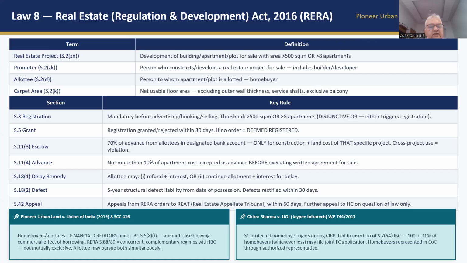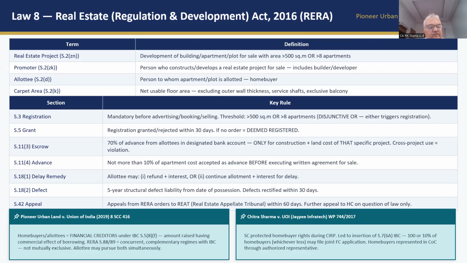Section 11 subsection 3 talks of the escrow account, which prohibits builders from using this money for administrative purposes. So 75% of the advance which is received from the allottees has to be deposited in a designated bank account only, and it is to be used only for construction plus land cost of that specific project, right? And in case you use it for some other project, then also it is considered to be a violation.